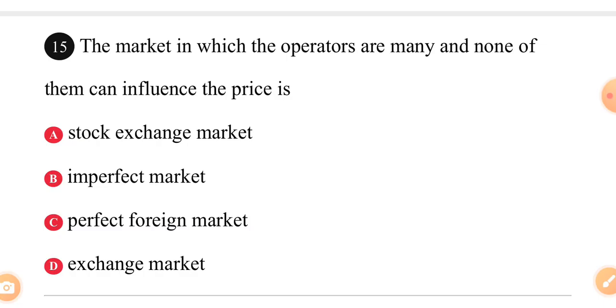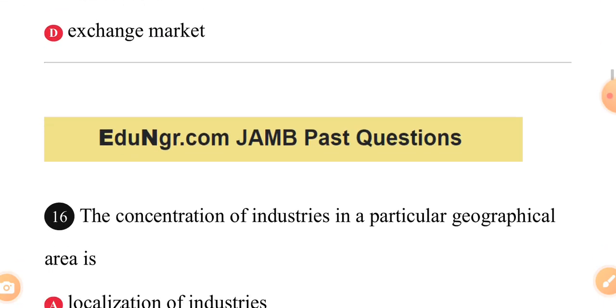Perfect. The market in which the operators are many and none of them can influence the market is C. The answer is C. Okay, let's move ahead to question 16.